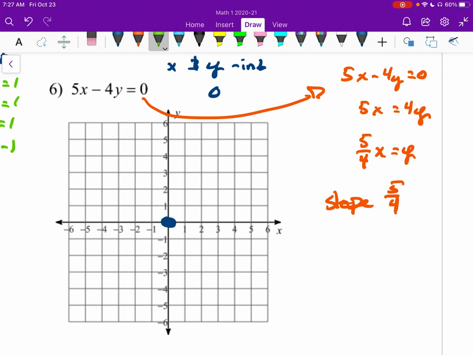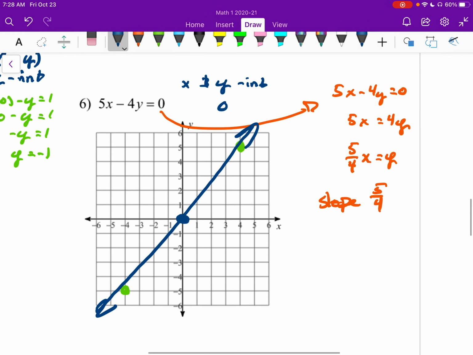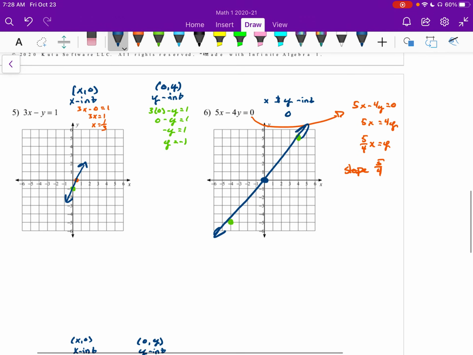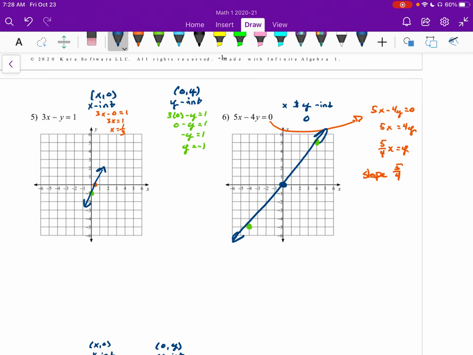So I can go up 5 and over 4, or I can go down 5 and left 4. And I can graph just like that. There's our line. So whenever you go to graph these, I think the fastest way to do them is to find our intercepts, like what I did in number 5. But if you can't do that, if you have a 0, or if you're just really uncomfortable with that, just graph it like normal. Graph it like you would whenever it was in slope-intercept form.